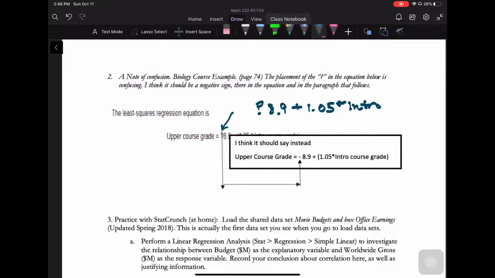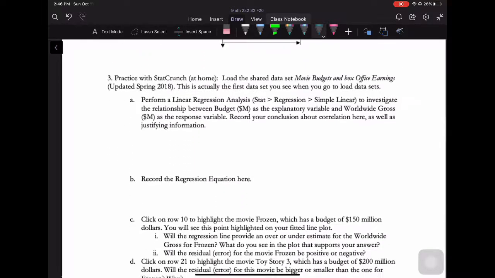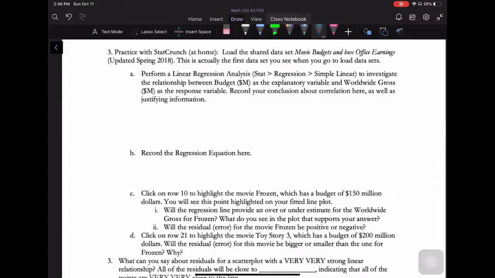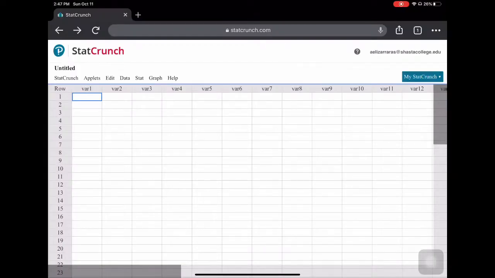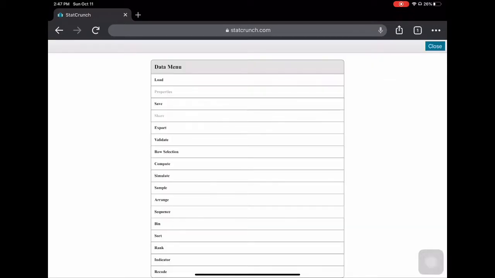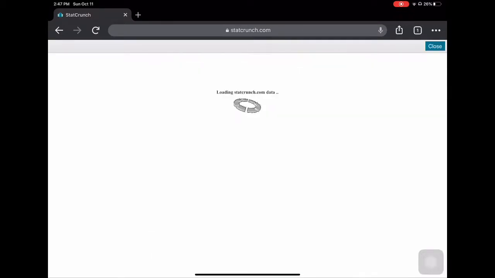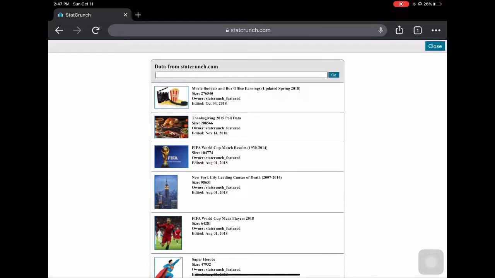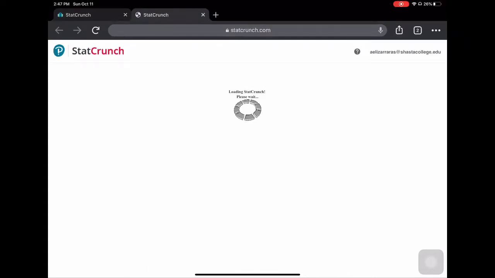Okay, now we're going to practice with StatCrunch, and we're going to load the shared data set of movie budgets and box office earnings. And this is actually the first data set you see when you go into load data sets. And we're going to perform a regression equation. So I'm going to pop over to StatCrunch, and I'm going to perform this calculation, and then I will come back to these notes. In StatCrunch, I'm going to click Data, Load Data from a shared data set. And I want the movie budgets and box office, which is the first one that we see. So I'm going to click select on that.